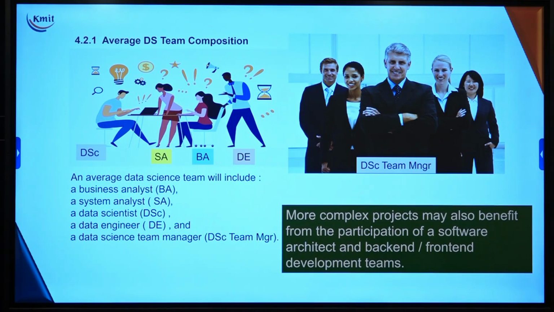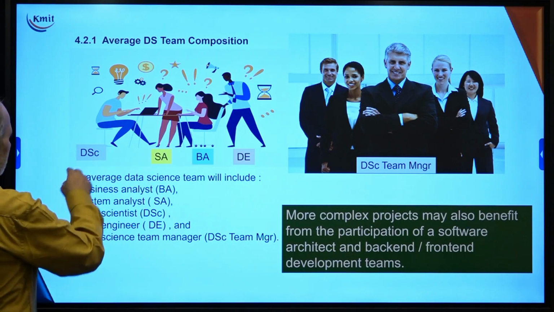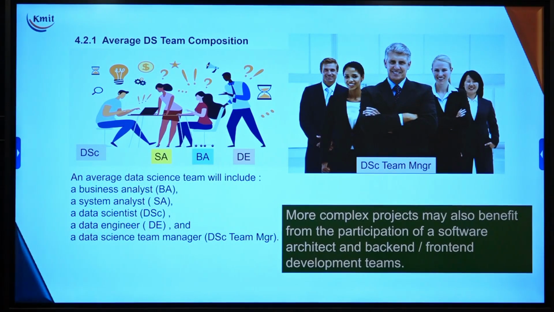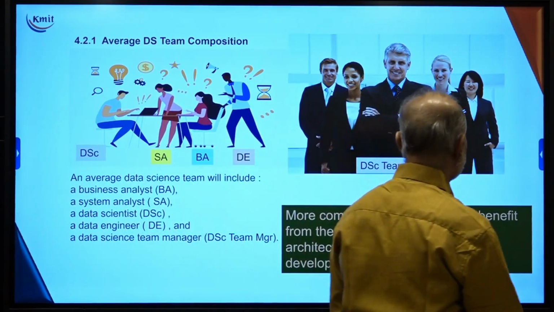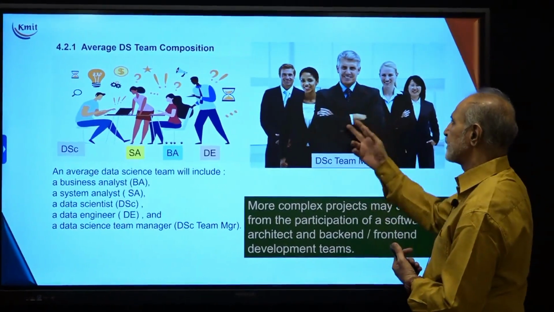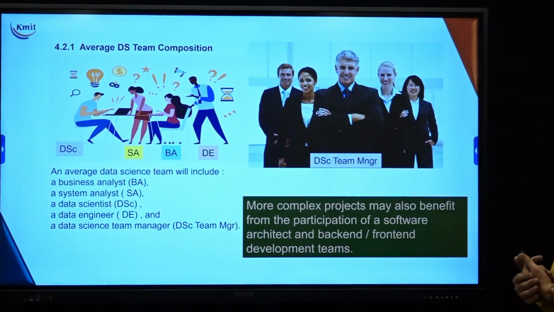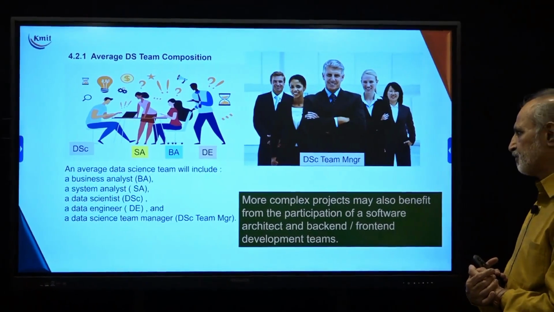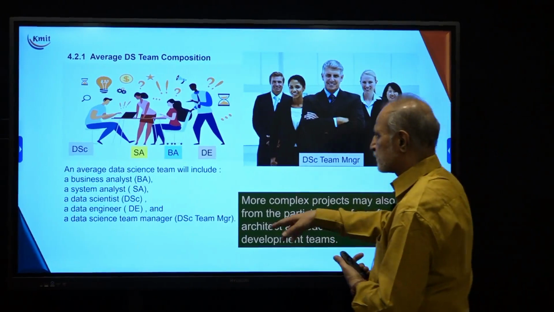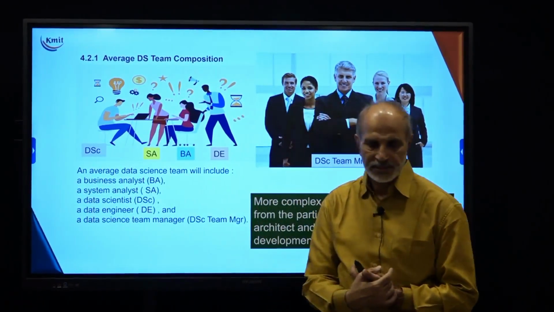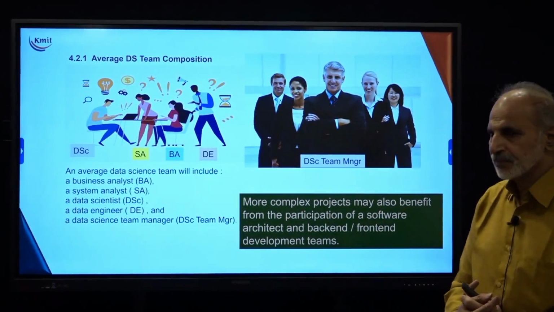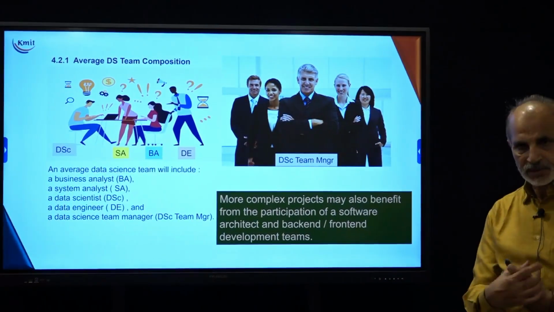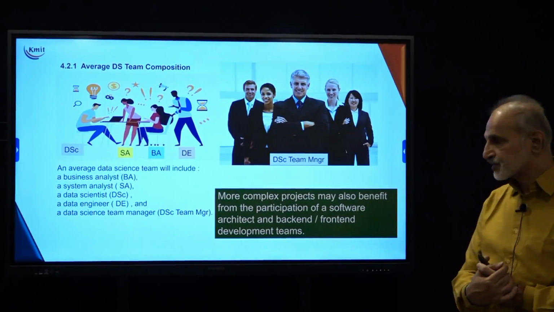The average DS team composition is data science, system analysis, business analysis and data engineering. You can see here I have shown a person called the data science manager. An average data science team will consist of a business analyst, BA. So, I have a person who is doing the analysis of the business. What is my business analyst doing? In what way will the business proliferate, in what way will business increase, and will I be able to retain my customers, or will I be able to generate a new set of customers.